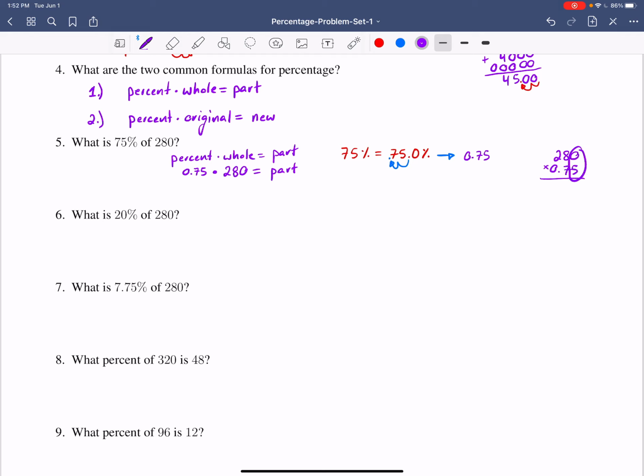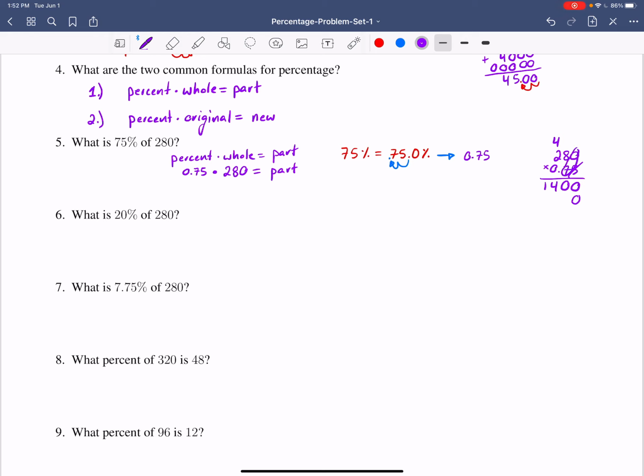Well, 5 times 0 is 0. 5 times 8 is 40. So put the 4 up top and the 0 down low. 5 times 2 is 10, but we have to add the 4. So 10 plus 4 is 14. We're done with this 5, so we cross that off and put a placeholder underneath it.